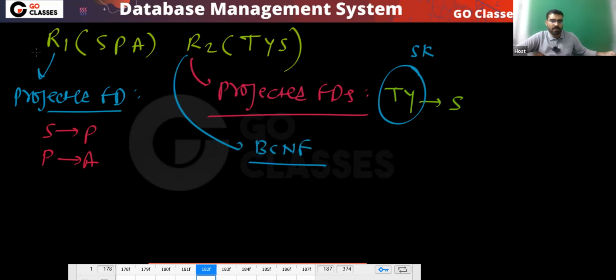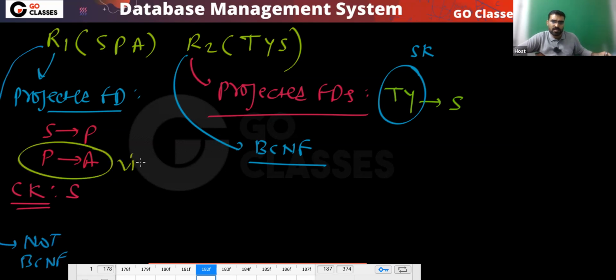What about R1? In this R1, what is the candidate key? You find the candidate key. Here the candidate key is S. This S is the candidate key. So can you notice this is not in BCNF? This R1 is not in BCNF. So what will you do? This is a violation.